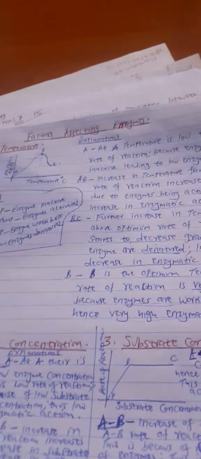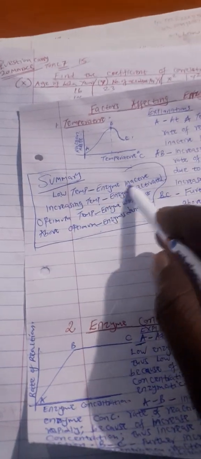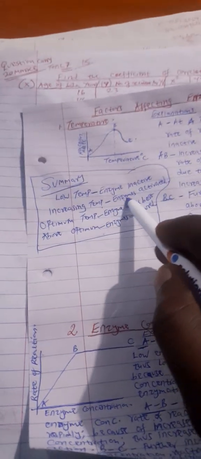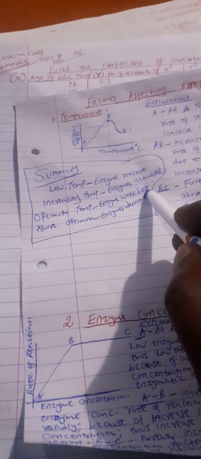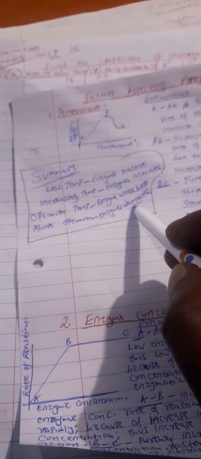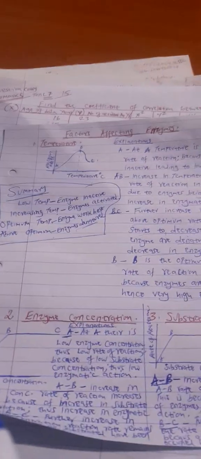So for you to respond about the temperature, you just have to understand this key summary. We're speaking about low temperature, increasing temperature, optimum temperature, and above optimum temperature. When the temperature is low, enzymes are inactive. When you increase, you activate your enzymes. At optimum, your enzymes will work best, and above optimum, you'll denature your enzymes. That is much about the temperature.